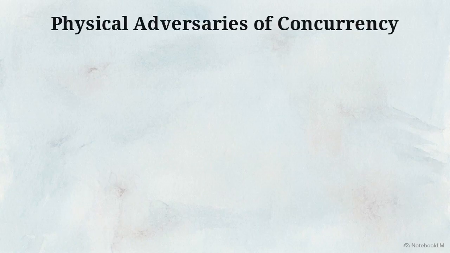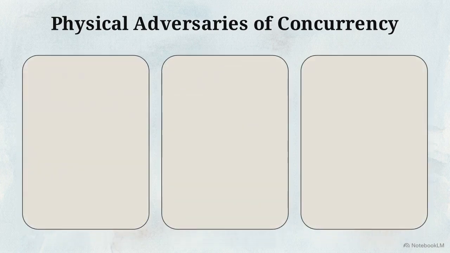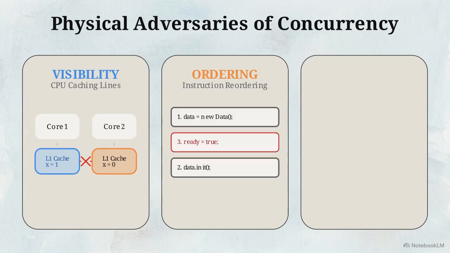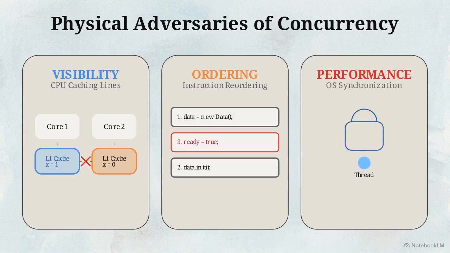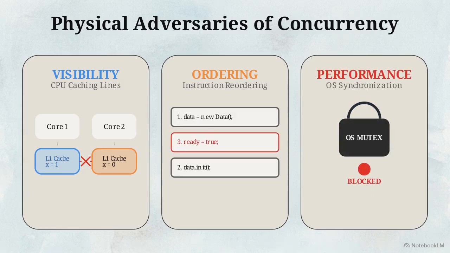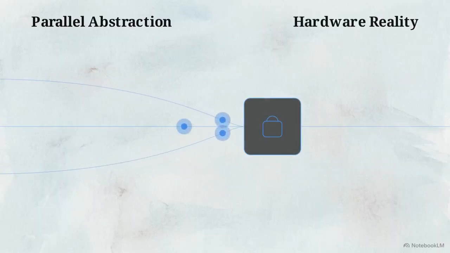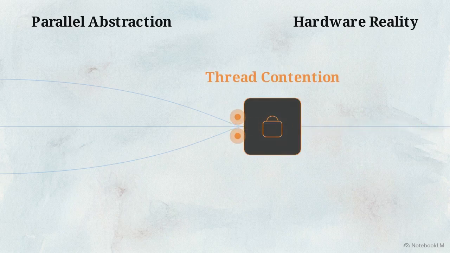To maintain performance, you have to account for 3 physical adversaries: CPU caching lines, aggressive instruction reordering, and the performance penalties of operating system synchronization. Java's high-level syntax often masks the underlying complexity of how these hardware components actually interact. Relying on these abstractions without mapping the hardware execution paths leads to system bottlenecks and race conditions that are difficult to replicate in testing.